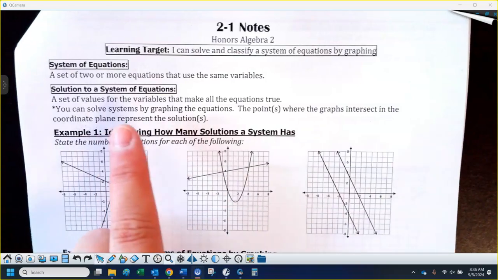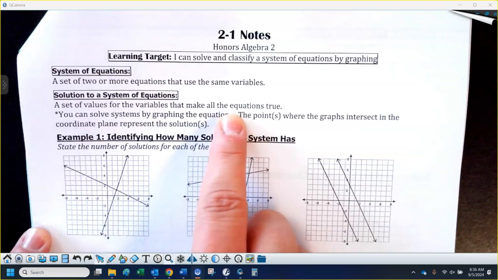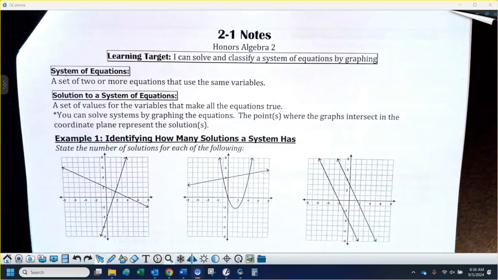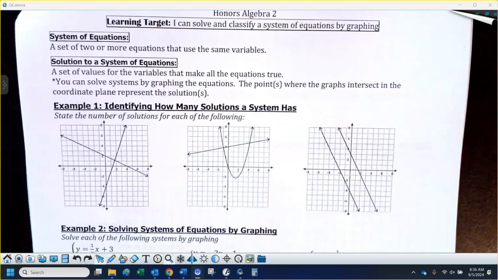Okay, now, solution to a system. All this says is a set of values for the variables that make all the equations true. And then I just have you can solve by graphing, and it's just the points or the point where the graphs intersect. So that's what you're looking for.